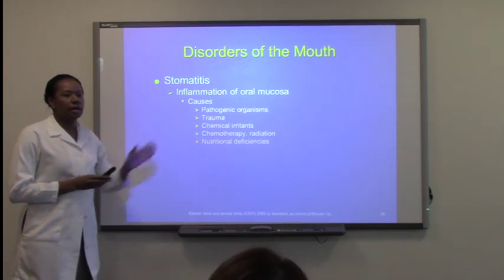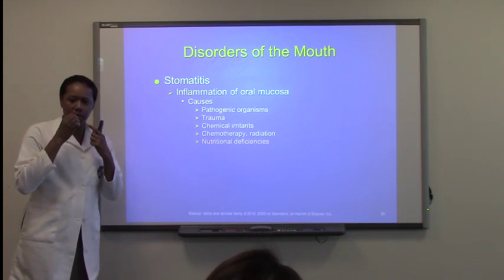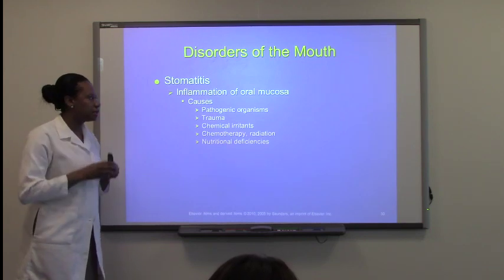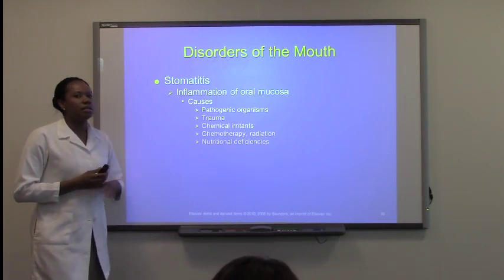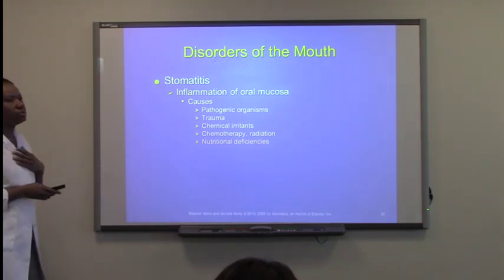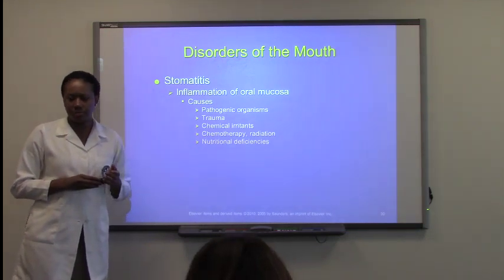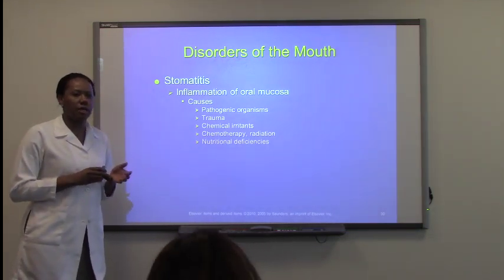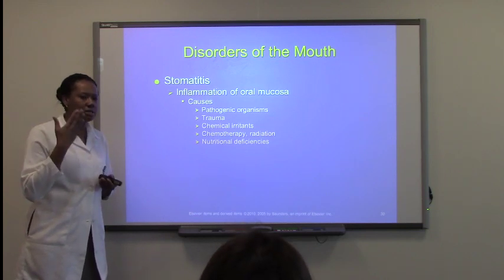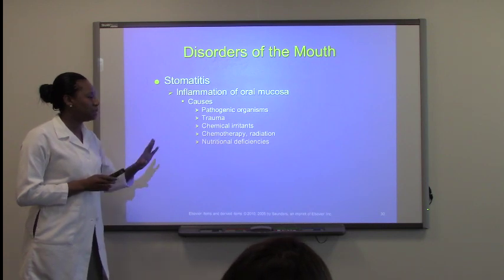So with stomatitis, if you were to see a picture of this, it will look like blisters inside and outside the mouth, on the oral mucosa, and sometimes they can go inside. This can be from a number of things. Sometimes nutritional deficiencies can do it. Chemotherapy and radiation, as we know, will definitely target our rapidly dividing cells, so it will definitely harm the epithelium.